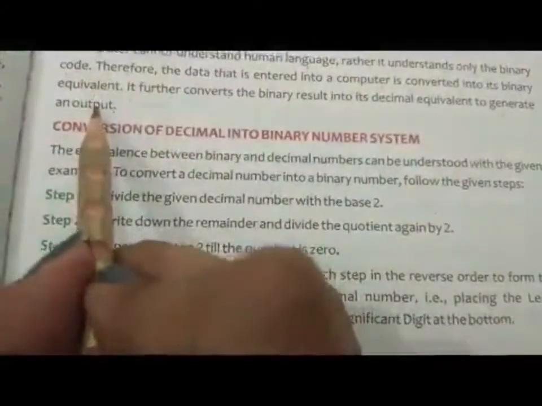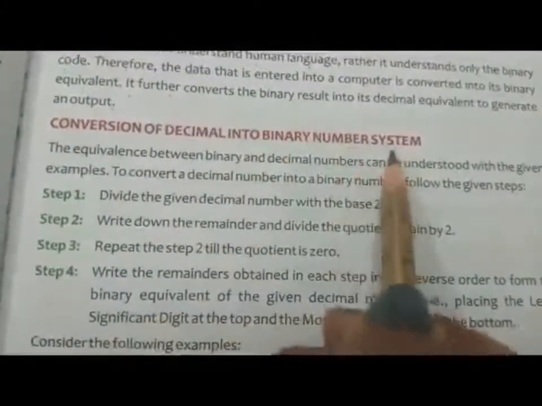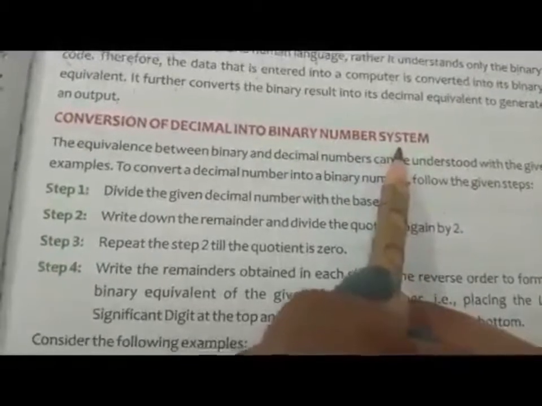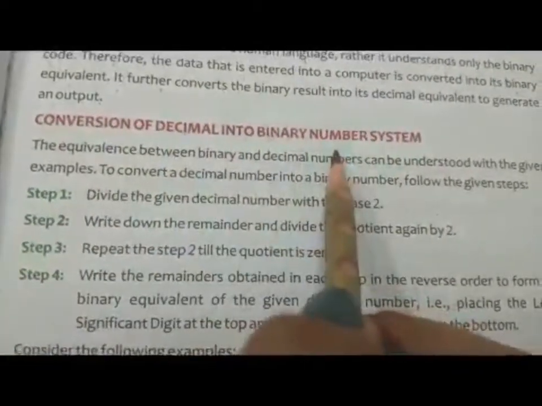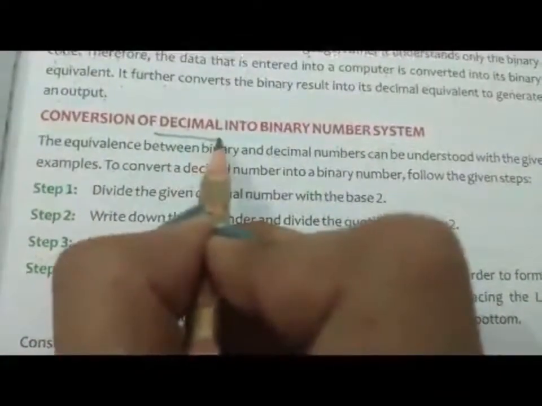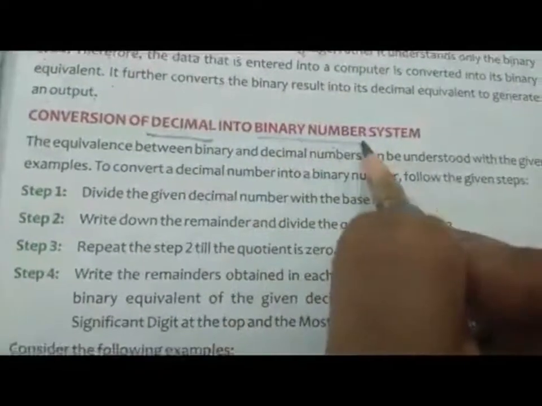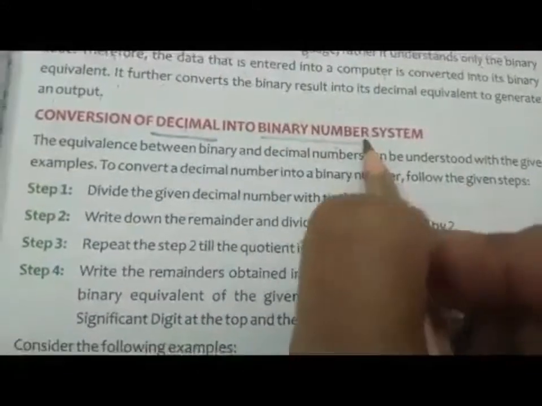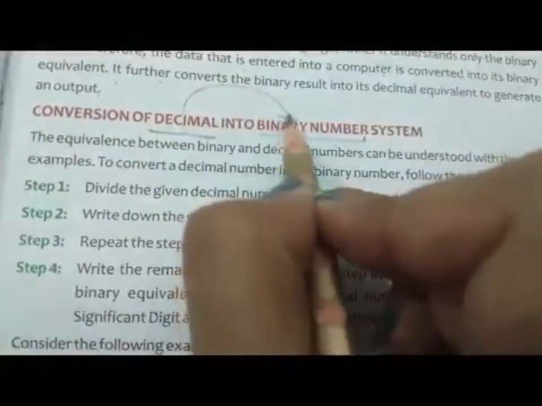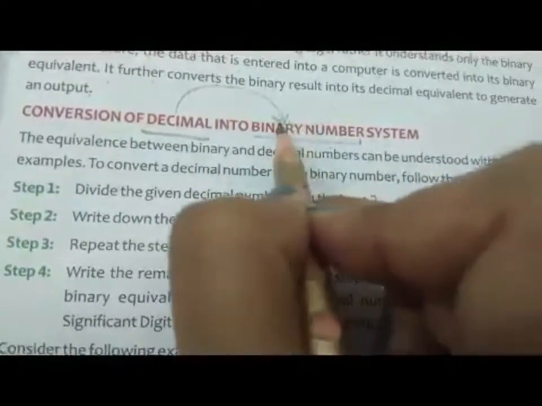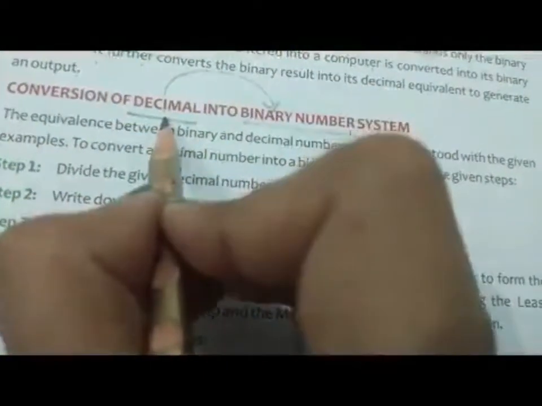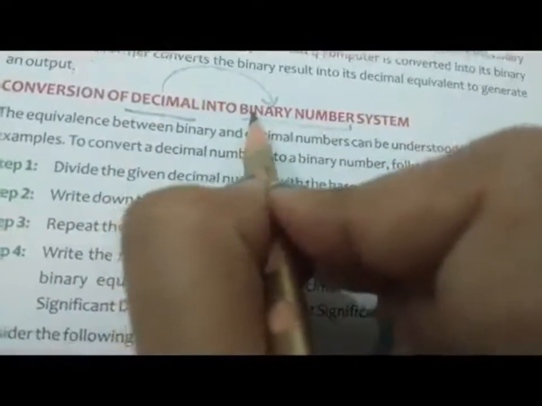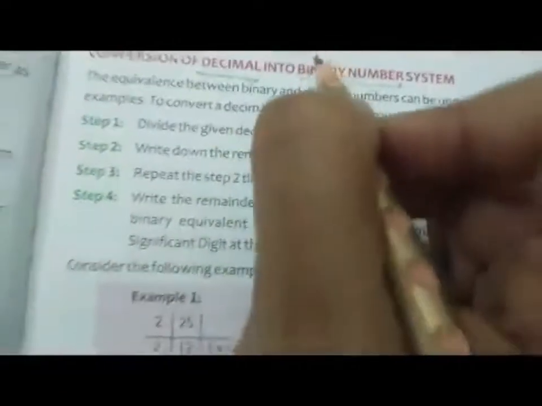Now the conversion of the decimal into the binary number system. We have two number systems: the decimal number system, which is understandable by humans, and the binary number system, which is understandable by computers. For processing we need to convert into the binary number system, and after the processing the computer always has to convert back into the decimal number system. So what is the method to convert? Let's start with the method.